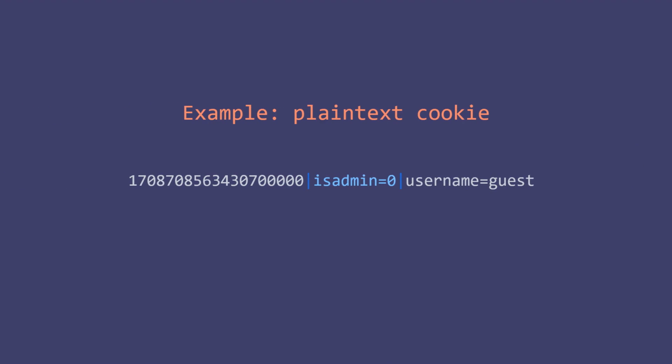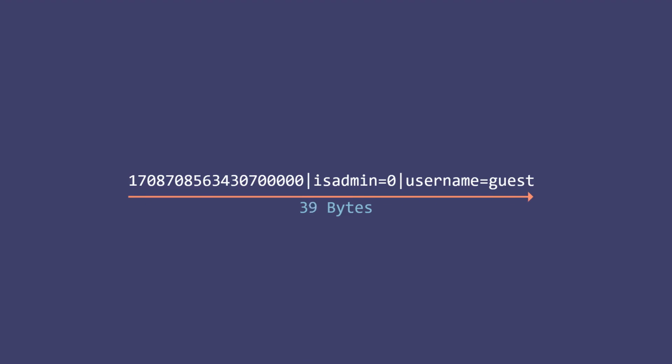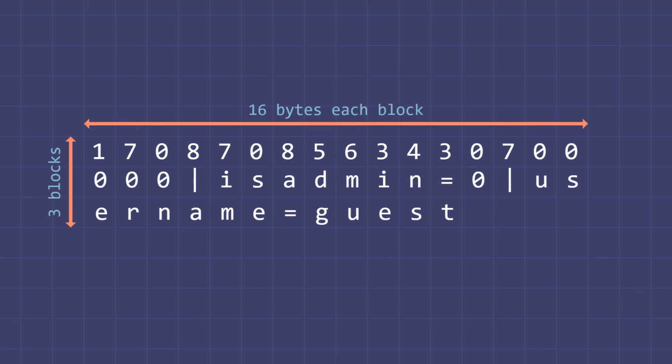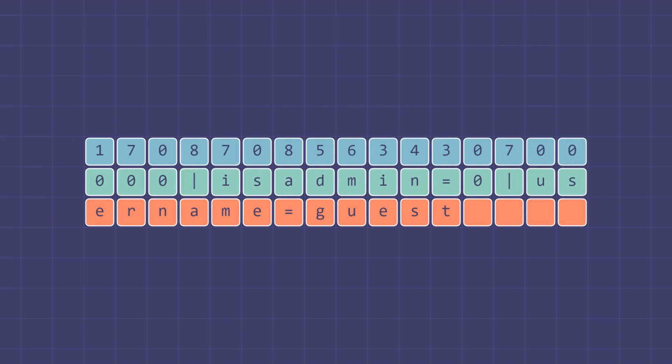Let's say we have this plain text that could be a cookie that we want to encrypt. It contains a timestamp, an attribute called isAdmin that is equal to 0, and a username that in this case is guest. It has 44 characters, that's 44 bytes of length. In AES 128, the data is split in blocks of 16 bytes. So we will have 3 blocks of 16 bytes each, except the last one that has 12 bytes.